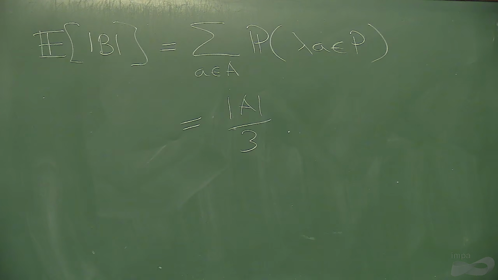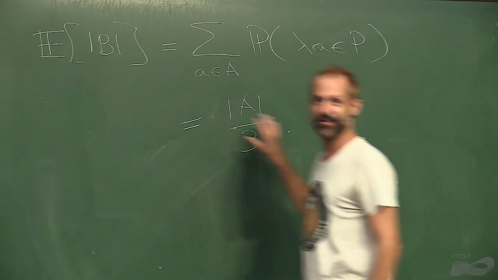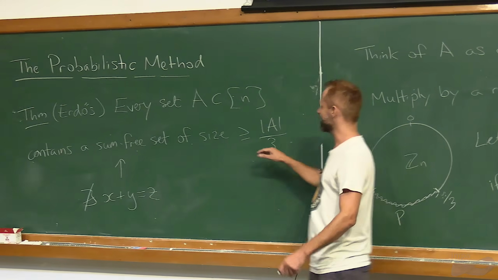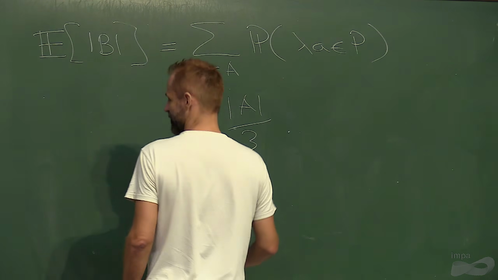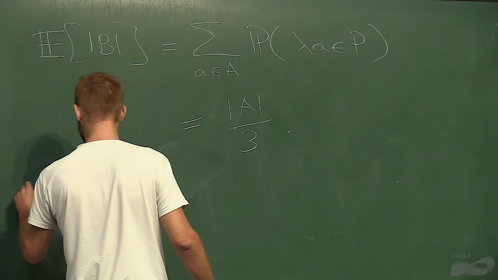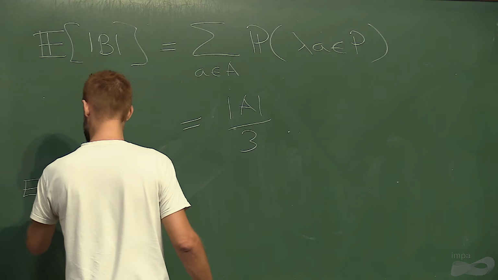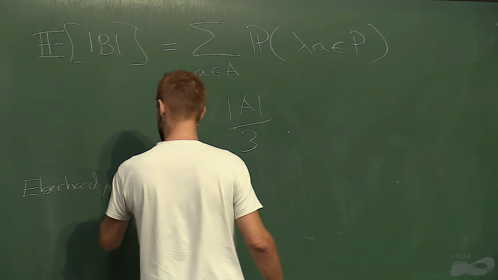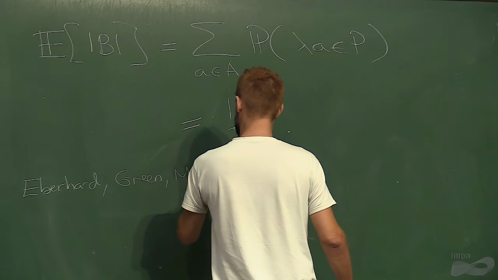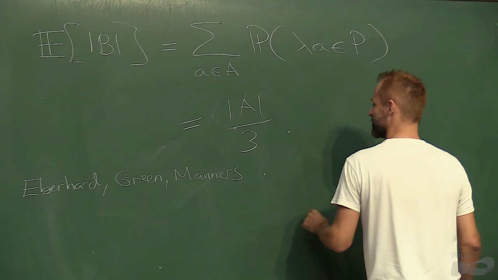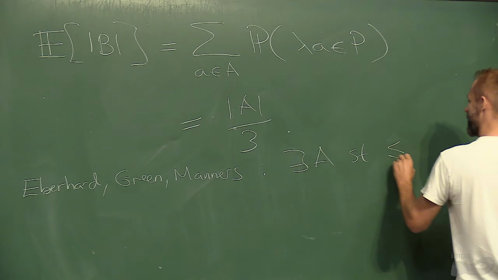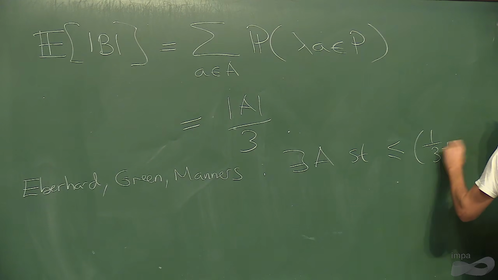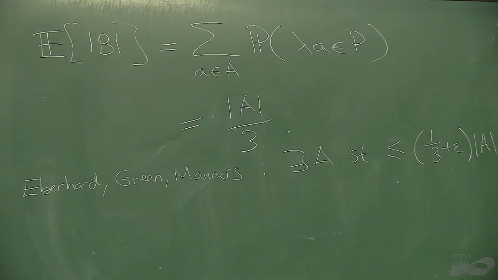I was going to do one more example, but instead I'll tell you a little bit about this. It is a very famous problem to determine the best possible answer here. There was a famous paper of Eberhard, Green, and Manners, who showed that there exists a set A such that you cannot do better than (1/3 plus epsilon) times |A|. So 1/3 is really the best constant.